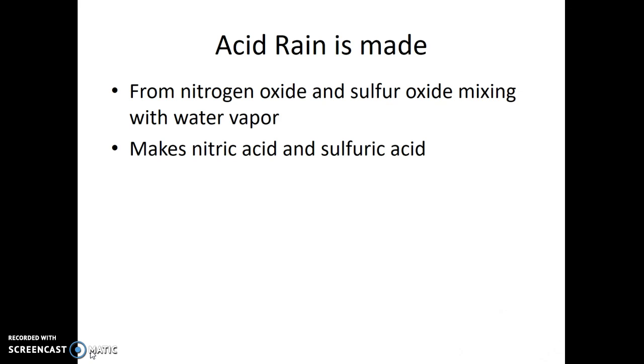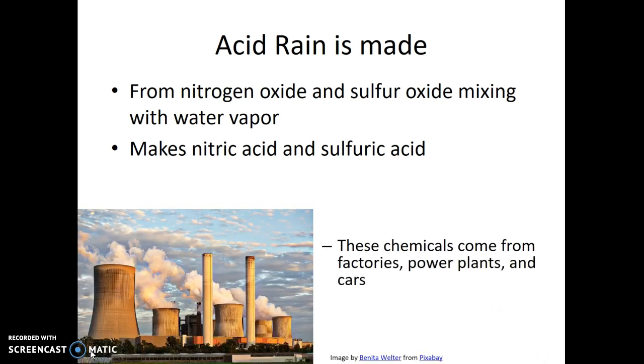Some acid rain is natural. Volcanoes emit the same nitrogen and sulfur gases that cause acid rain. The problem is that most acid rain isn't from volcanoes. It's from us. Factories, power plants, cars, really anything that uses fossil fuels.